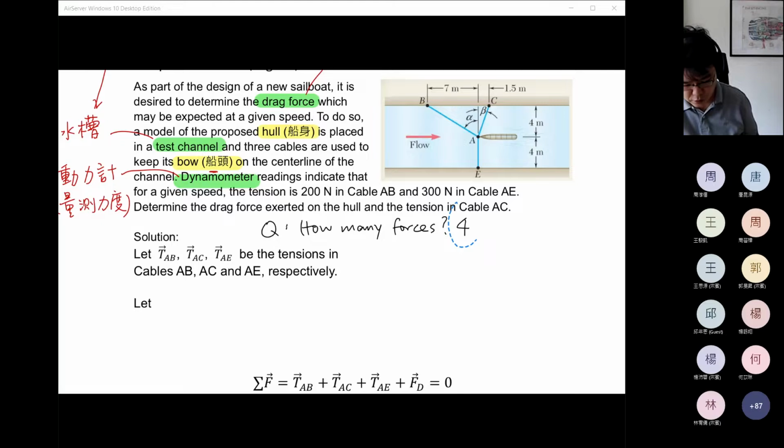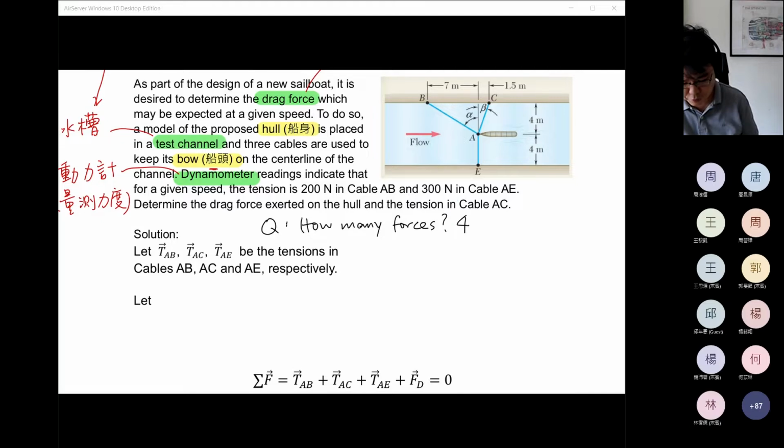We have the tensions. We have three cables. So we have the tension of cable AB, the tension of cable AC, and the tension of cable AE. But besides these 3 forces, we still have 1 force. So on top of these 3 forces, some of you say 6.